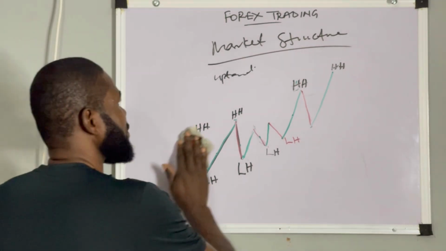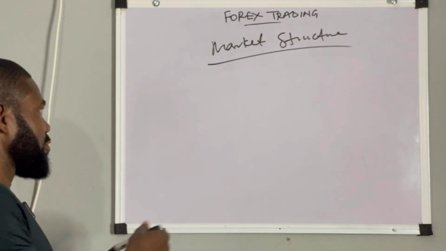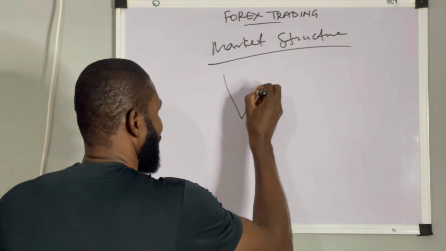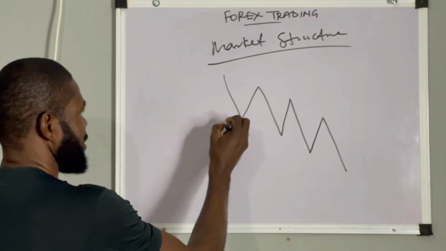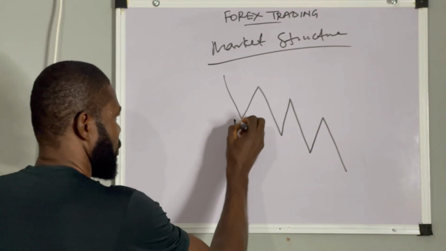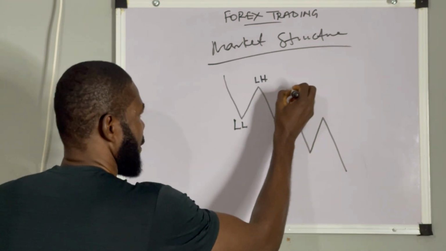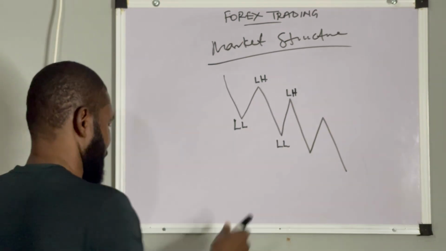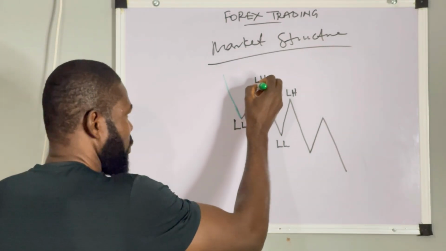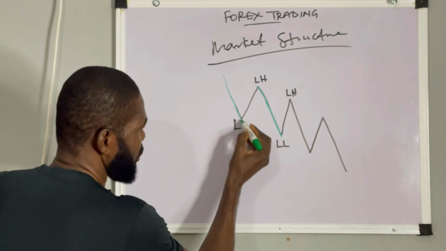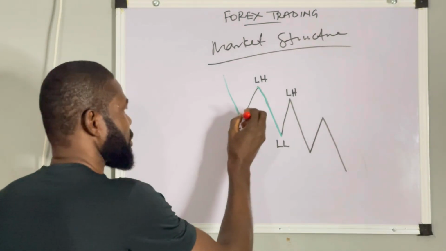On the other hand, during the downtrend, the downtrend forms lower low, lower high, lower low, lower high, lower low, lower high, lower low. This is lower low. This is lower high. Lower low. This is lower high. Now, this is an impulsive movement. This is the next impulsive movement. Why? It breaks this structure to form another lower low. Why these ones are retracements?